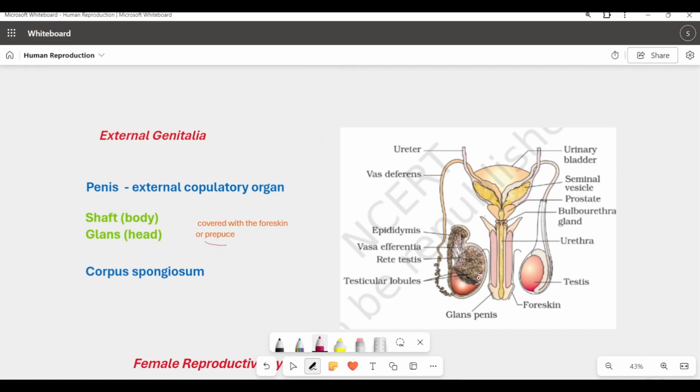The penis has erectile tissues, blood vessels and vascular spaces, and these vascular spaces tend to get filled up with blood, and that results in the erection, which helps in the ejaculation.